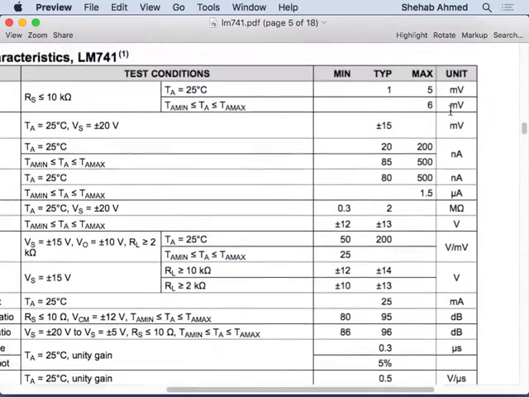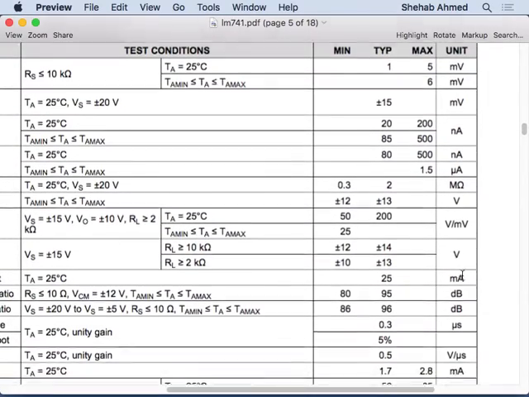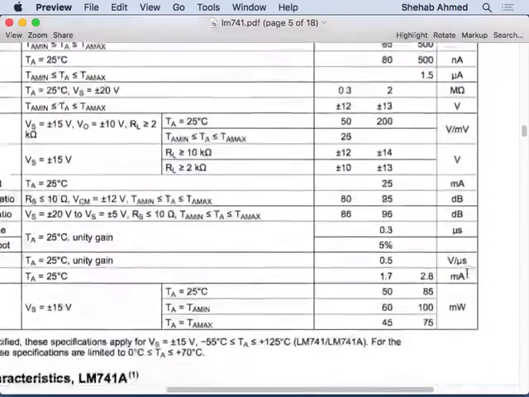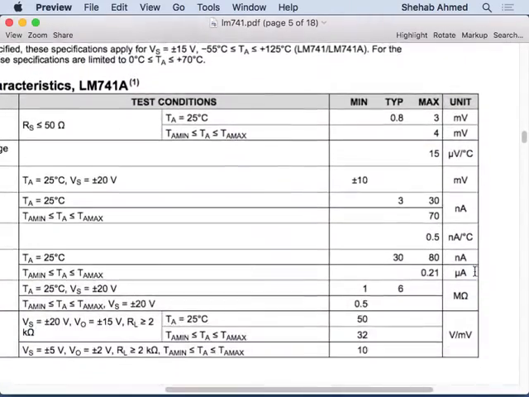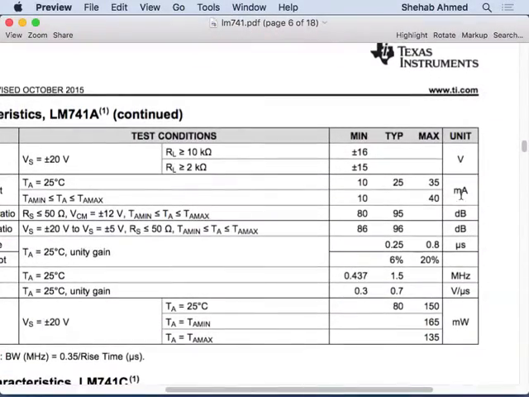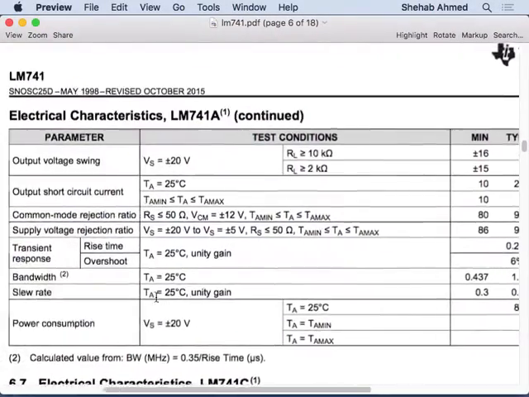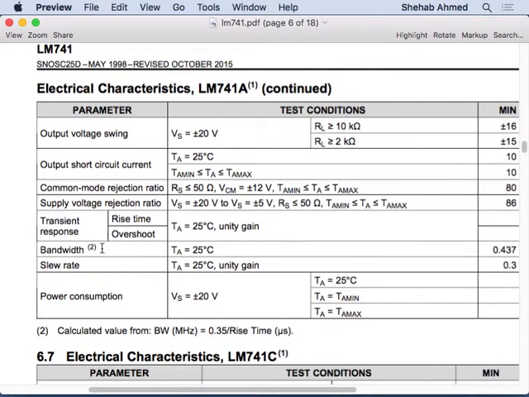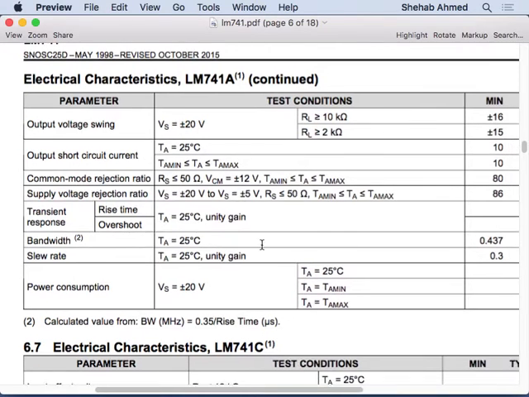If you look here, you will find that none of these are given in frequency, right? Since none of these are in frequency, obviously they're not specifying that in this datasheet. So maybe let's skim through. Here, maybe. Bandwidth. Let's see, 2. Calculated from. So yeah, they're giving the bandwidth of the op-amp.